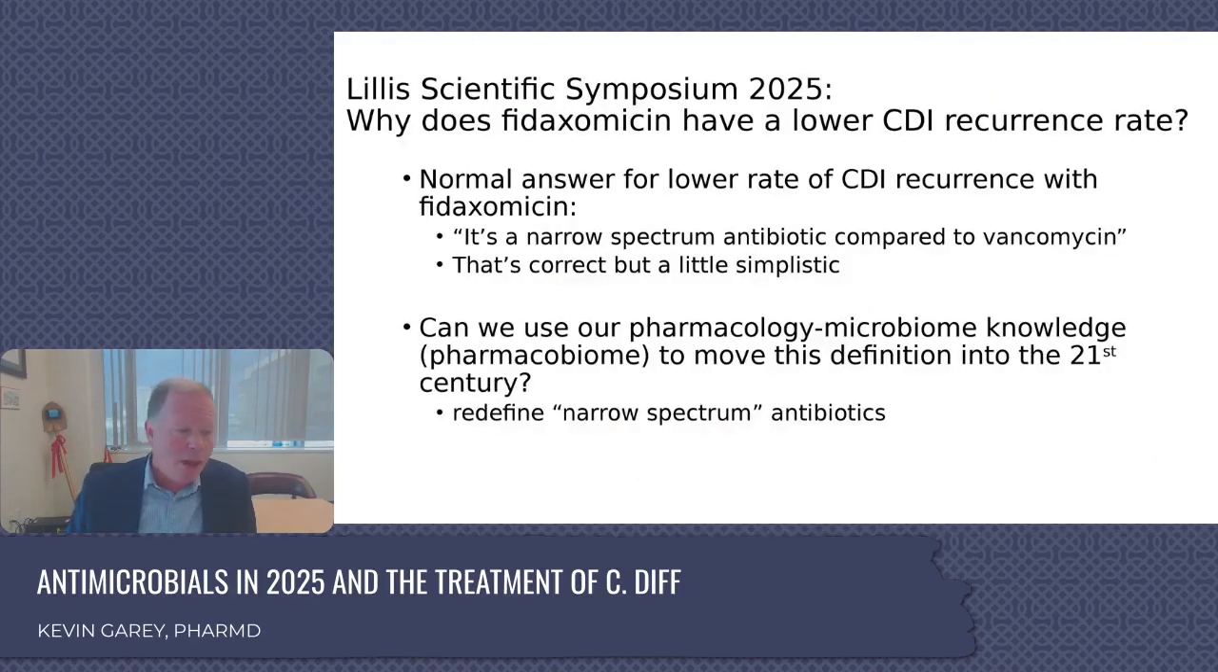So for the Scientific Symposium this year, I'd like to take a deeper dive and ask the question, why does it have lower CDI recurrence rates? And if you're casually walking down the hallway and chatting about C. diff, you will say it's a narrow spectrum antibiotic compared to vancomycin. And you're not wrong when you say that. That is the correct answer to the test question, but it is a little simplistic.